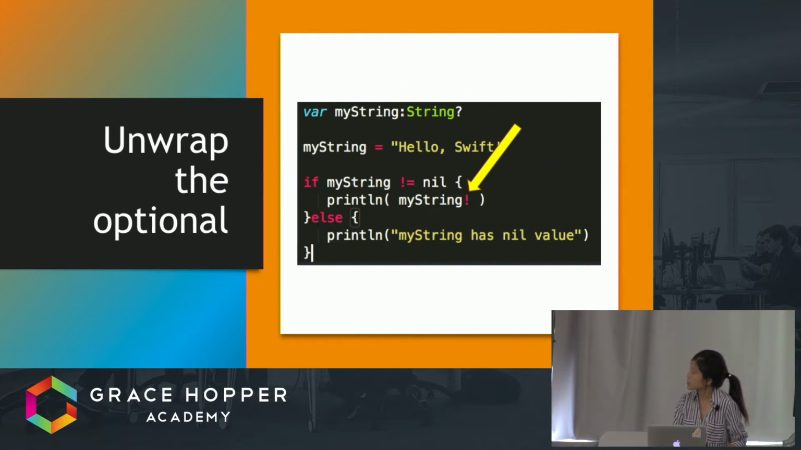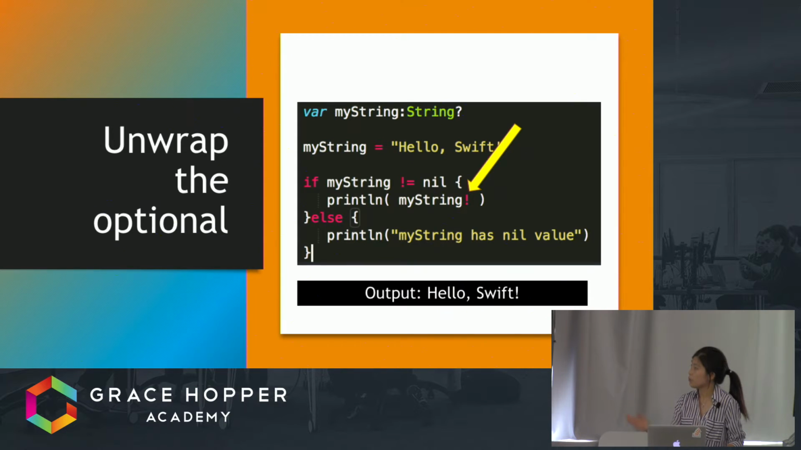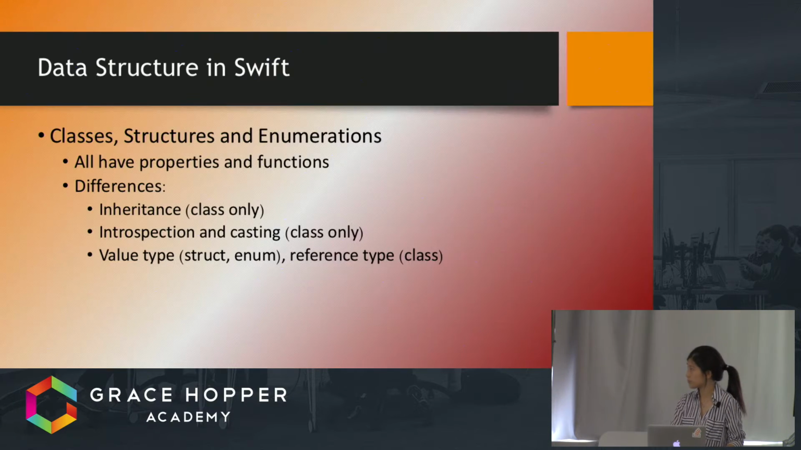So here we see my string is not equal to nil, and it will print a string. Use an exclamation mark, and that will print the output of the string.